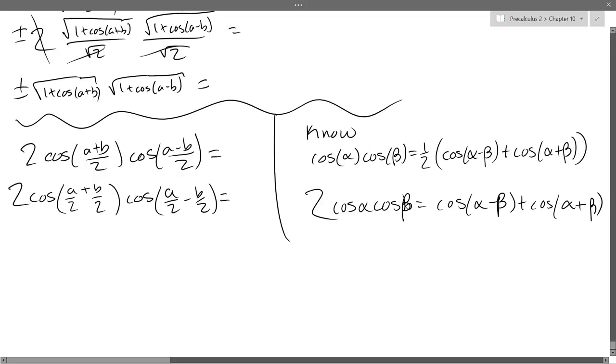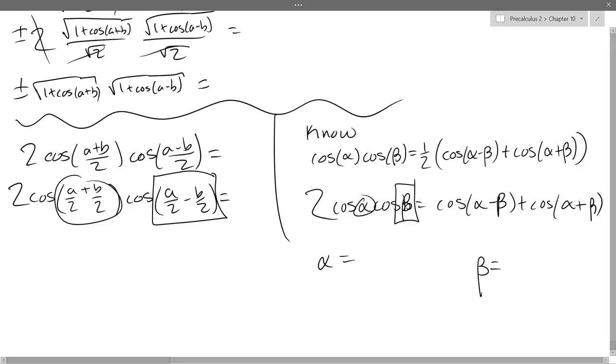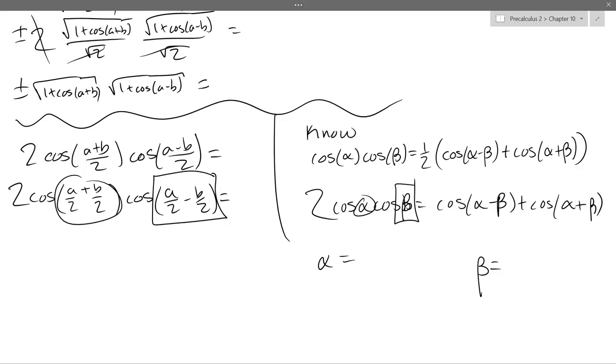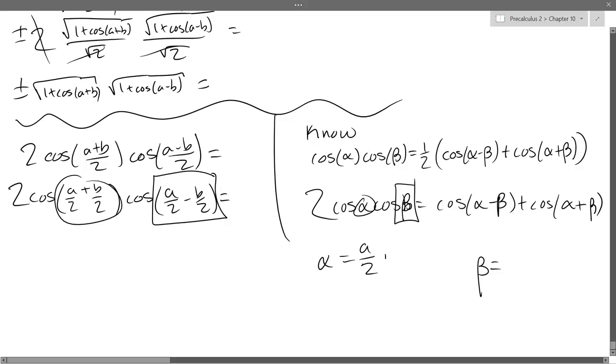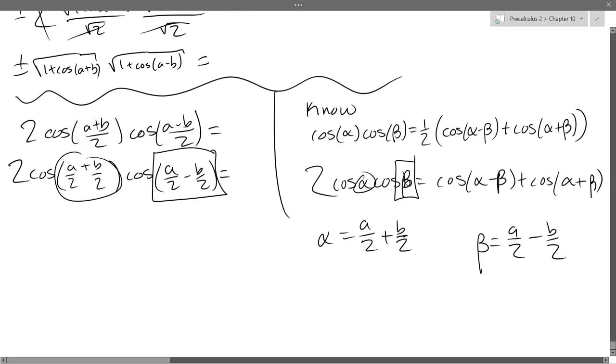Okay, question. What is alpha? It's not quite A. It's got A in it. So what I circle needs to be the same thing. And I'll put a square around the other thing that's the same. Do you see how those match up? So what's in the circles need to be the same. What's in the squares or rectangles need to be the same. So those are going to match up. So alpha is A over 2 plus B over 2. And beta, A over 2 minus B over 2.